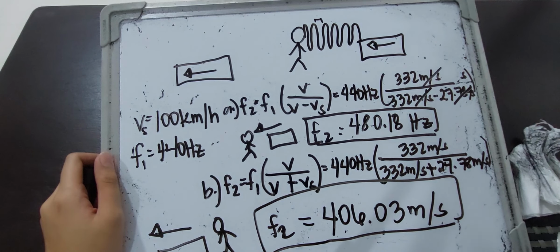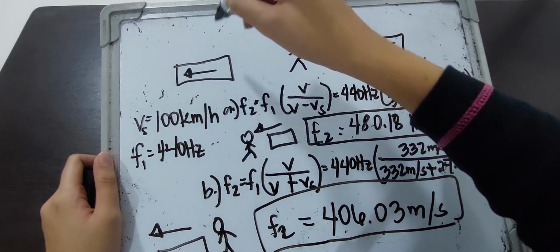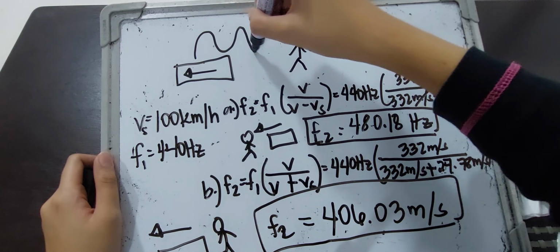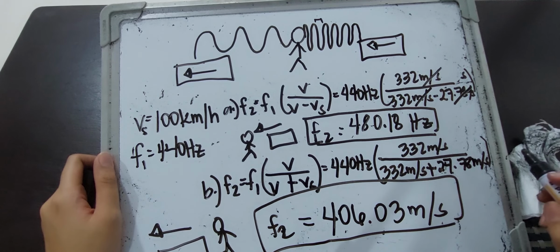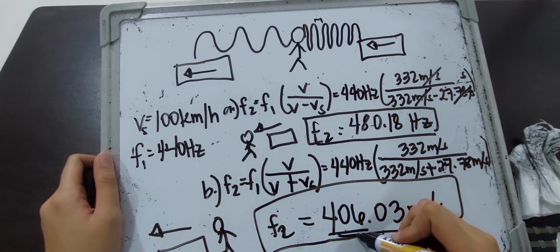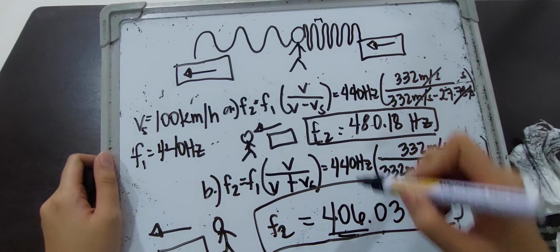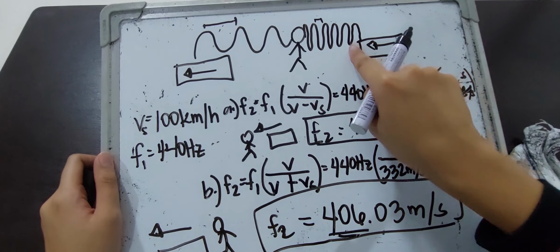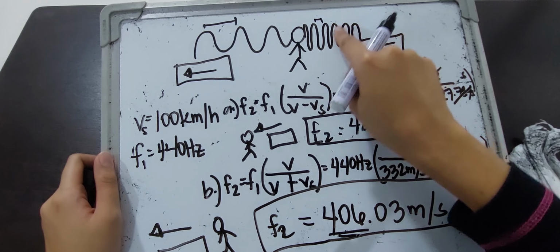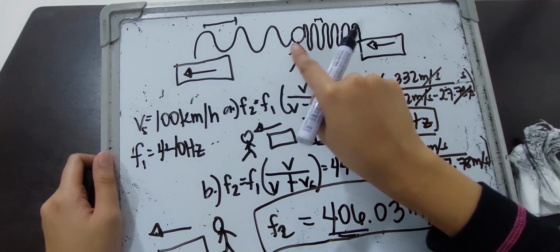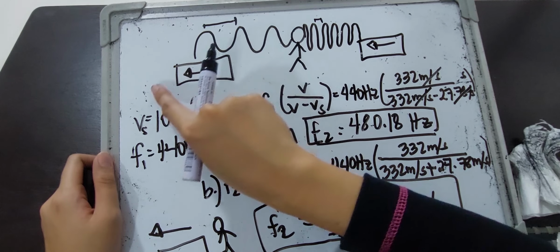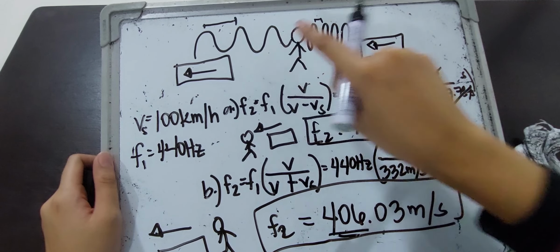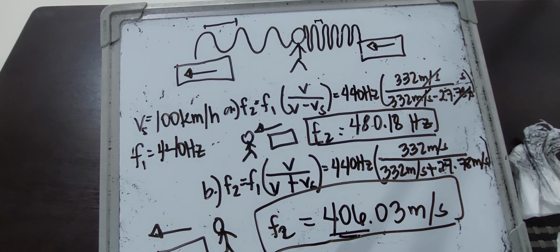And when the car passed the hiker or the observer, or when the car is moving away from the observer, the frequency of the sound waves decreases. That's why it is only 406.03. And as the frequency decreases, the wavelength increases. That's why habang lumalapit, mas lumalakas kasi papadami yung sound waves. And habang lumalagpas or lumalayo, mas humihina kasi paunti na ng paunti yung frequency na sound waves. And that is the Doppler effect.